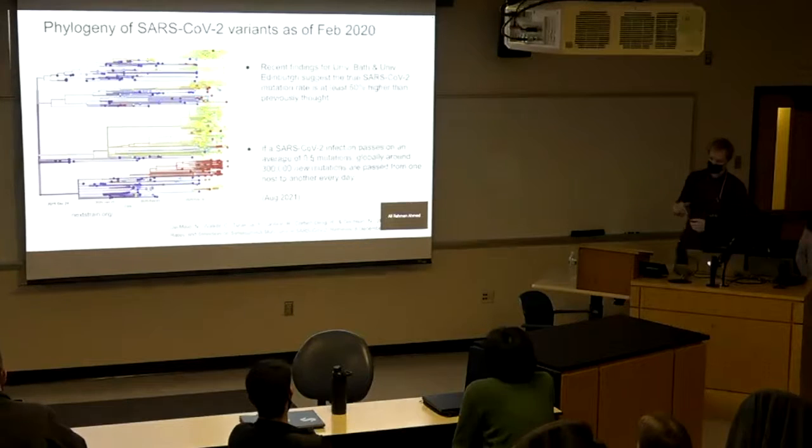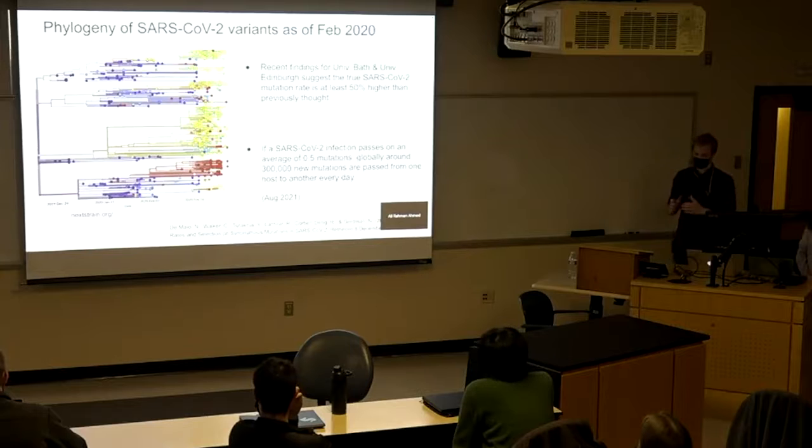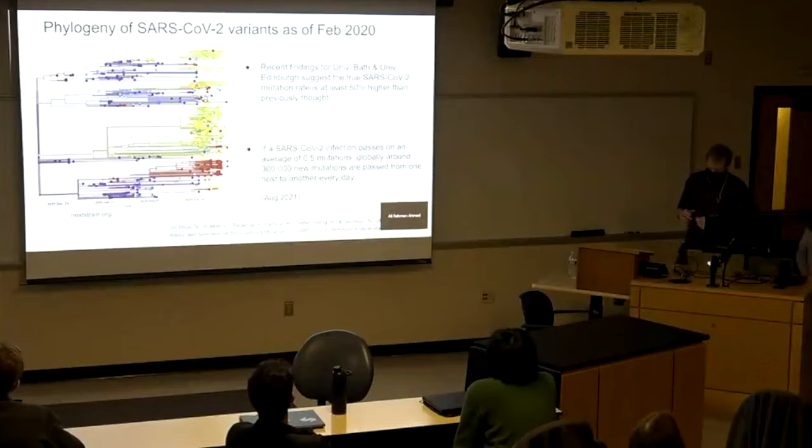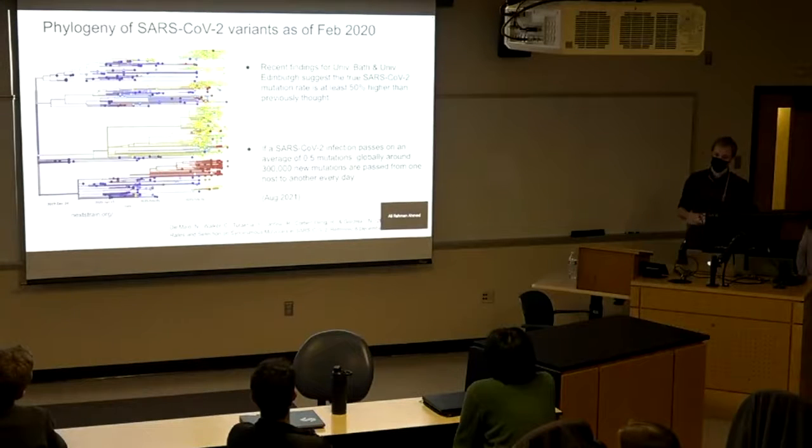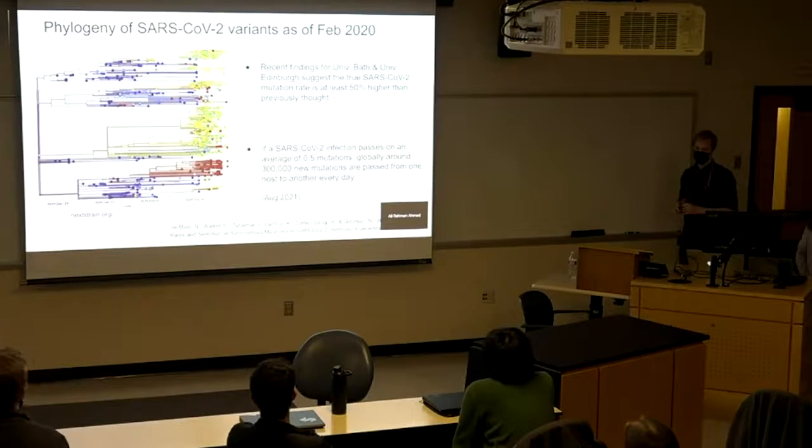published by the University of Bath and the University of Edinburgh, and what they're suggesting is that the true SARS-CoV-2 mutation rate is at least 50% higher than what was previously thought, which is a lot. They were concluding from that, if the SARS-CoV-2 infection passed around on average with this mutation rate, that there'd be about 300,000 new mutations passed from one host to another every day, which is a monumental amount. Obviously, there are not that many strains, so why is that?